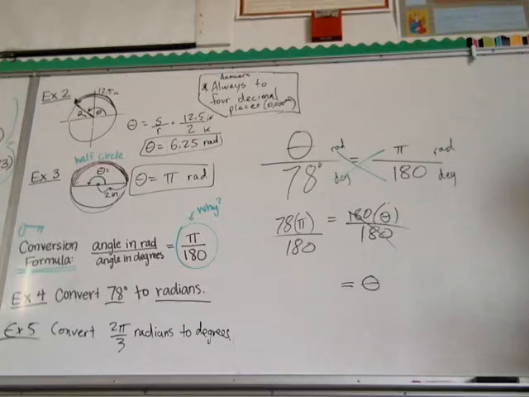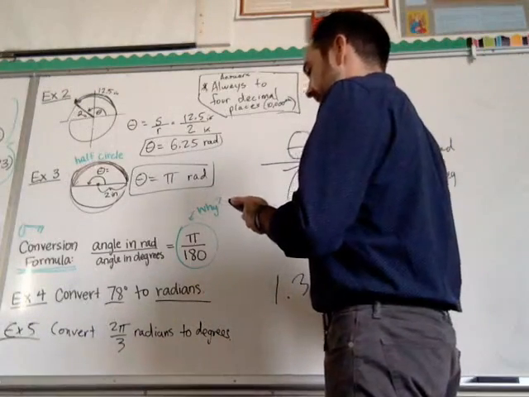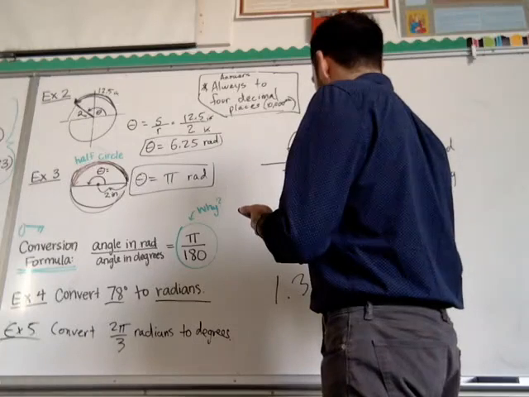All right, 78 times pi divided by 180. 1.3614 radians.